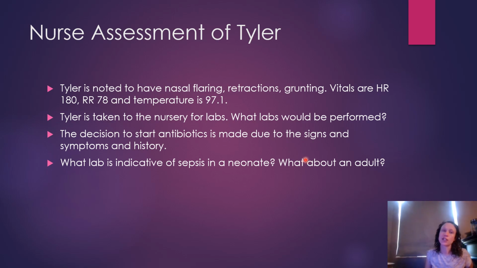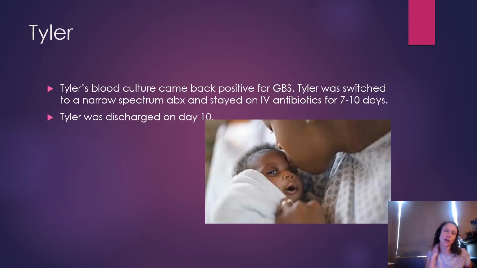So they decide to start antibiotics on Tyler. Tyler's blood culture came back positive for GBS, group B streptococcus. So I know that Tanya was not positive for GBS, but it could always have been missed. So it came back positive for him. Tyler was switched to a narrow spectrum antibiotic once his culture and sensitivity came back. He stayed on antibiotics for 7 to 10 days is usually what we recommend, sometimes up to 14 days. He was discharged on day 10.